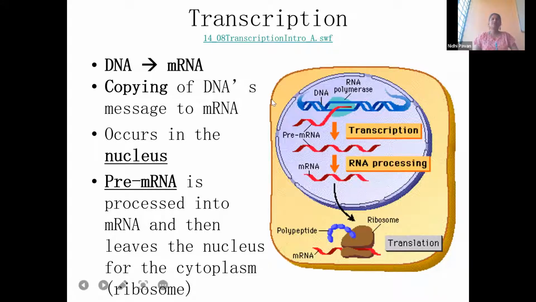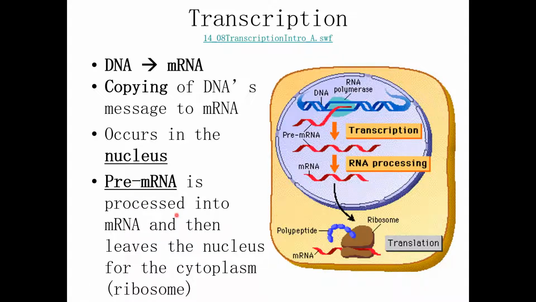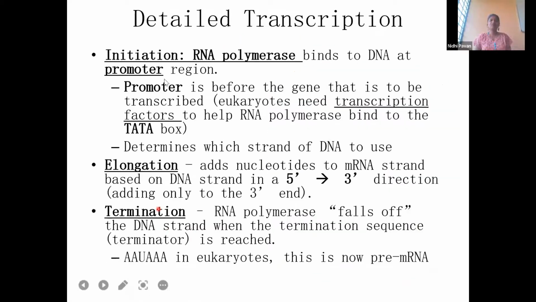Okay, Tasmia, thank you. So transcription here, as I said, DNA is converted into mRNA. Copying of the DNA's message into mRNA, messenger RNA. This occurs in the nucleus. Now, whatever mRNA is formed from the DNA is not called mRNA directly. First, it is called pre-mRNA, which is processed into mRNA, and then it leaves the nucleus into the cytoplasm.